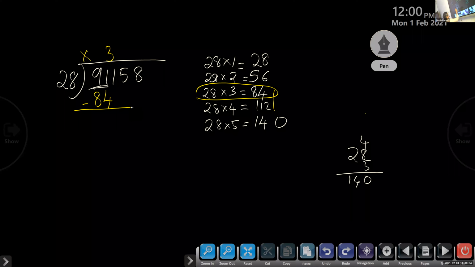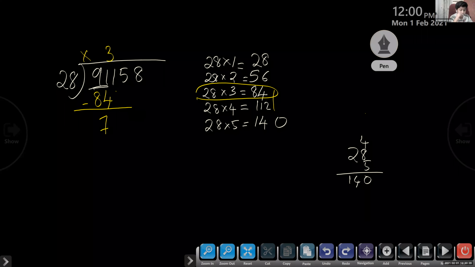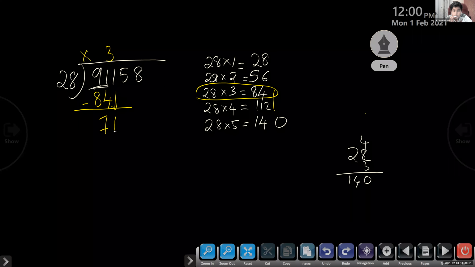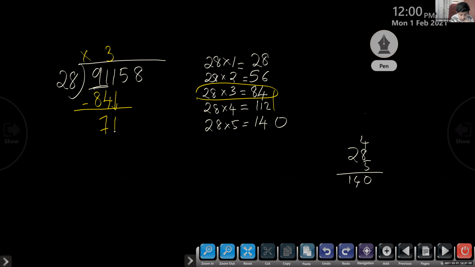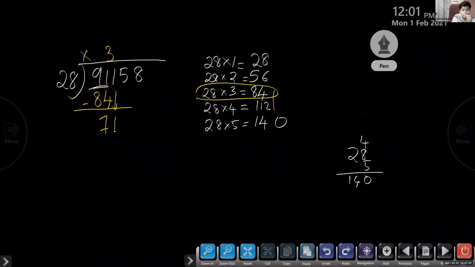Yes, Ayman? Ma'am, in the 16th question B, when we subtract 120 by 112, we got 8. How did we get the 0 for that 8? We are adding 0 because we already put the decimal point, so we have to continue. Ma'am, so we don't have to write that 0 in the quotient, right? No need.